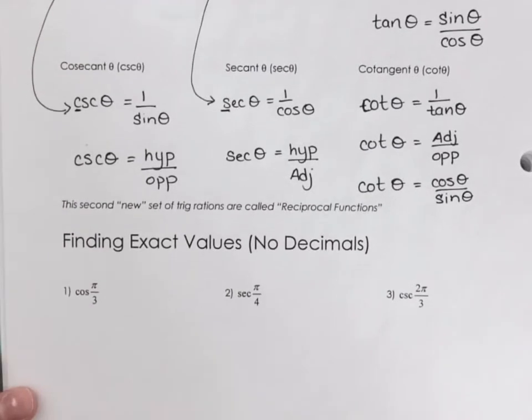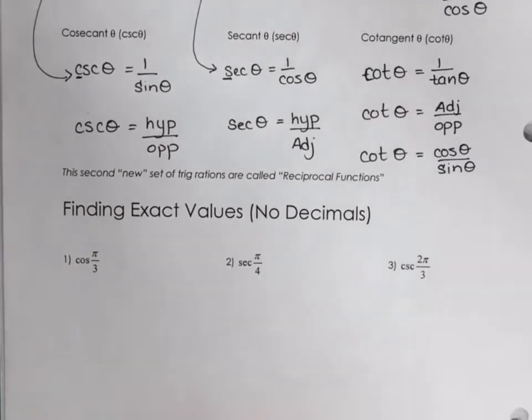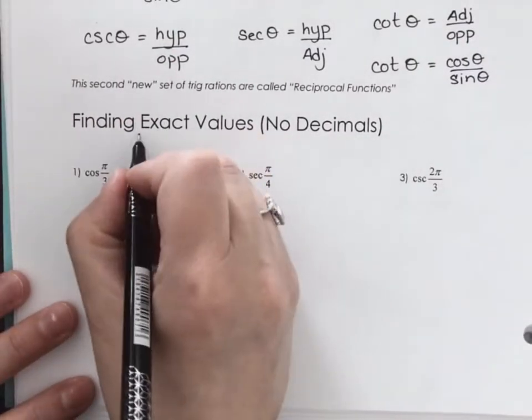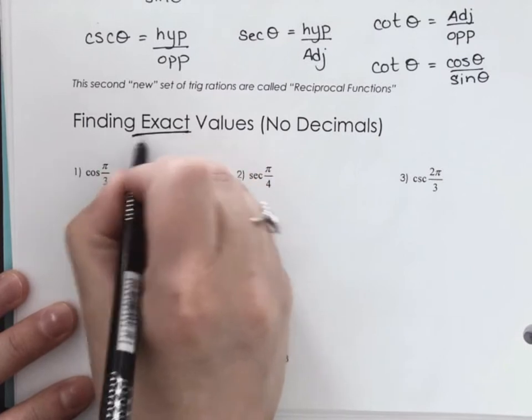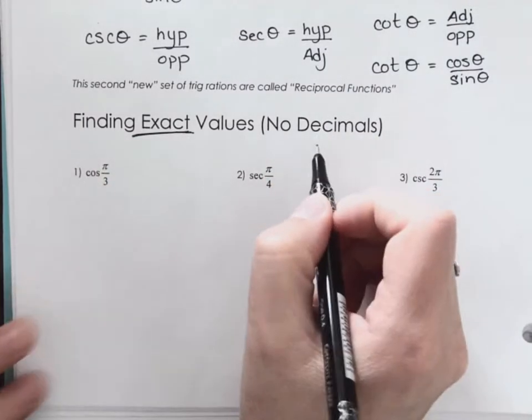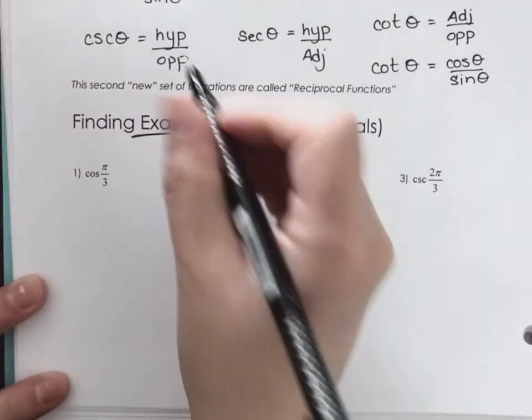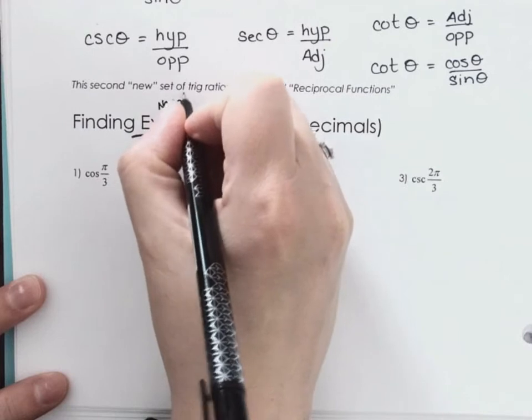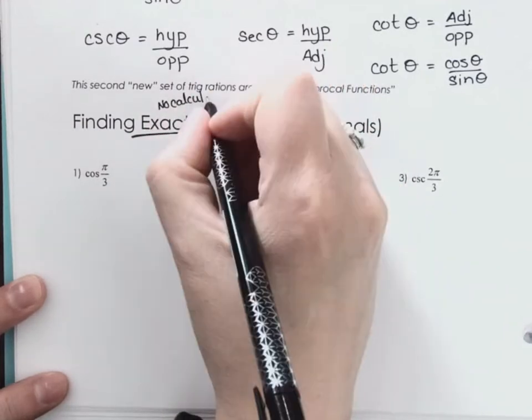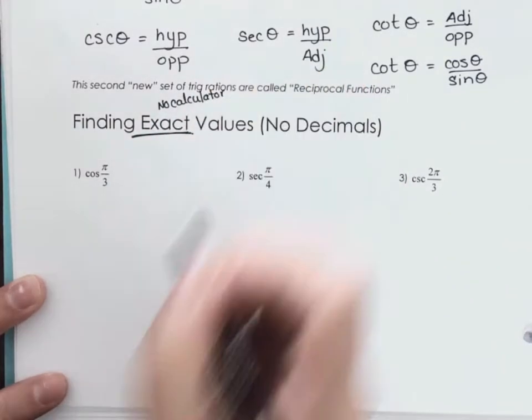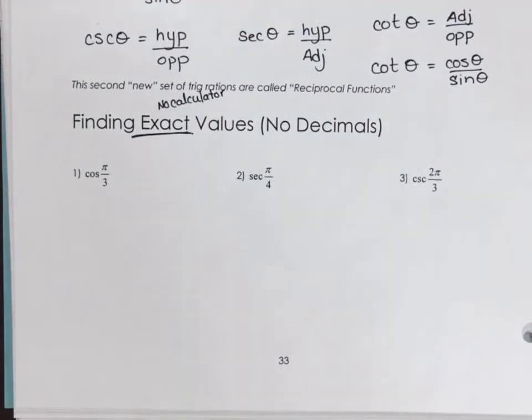All right, so this is a big thing. If I say exact values, anytime I have that word, exact, there's no decimals. We're not using decimals. We're leaving things as radicals. We're leaving them as fractions. This is where you're going to spend time with no calculator. Okay? So the reason why is we want the exact value. We don't want an edited version.